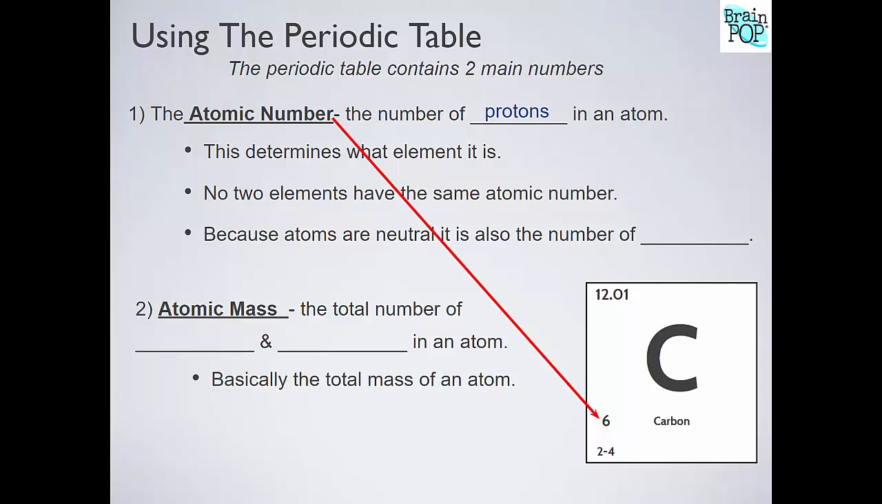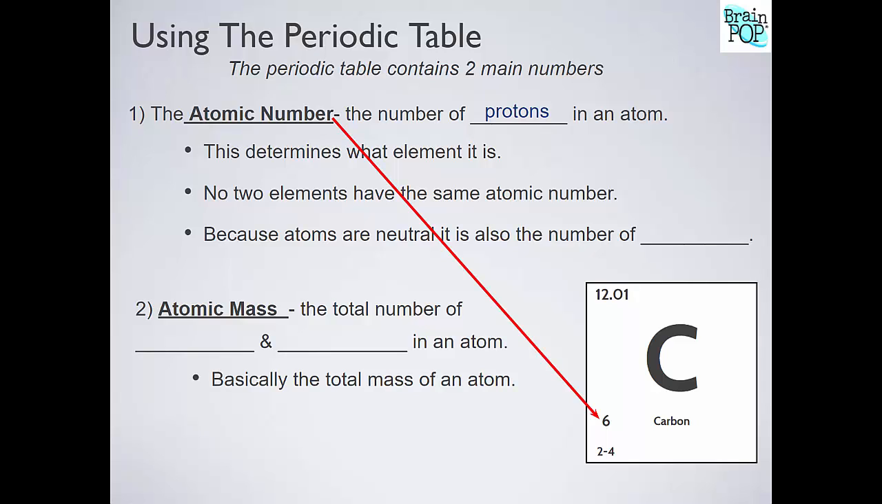So carbon has 6 protons. This is what determines what element. All carbon has 6 protons. That's the definition of carbon. What if something had 7 protons? Would it still be carbon? No. What would it be? It would be nitrogen. Nitrogen has atomic number of 7. No two elements have the same atomic number.